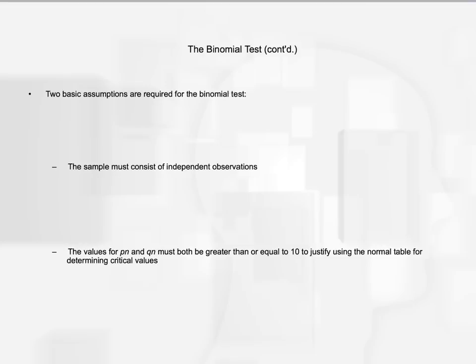There are two assumptions that underlie this test. We have independent observations. If you were asking the survey to one person, you would make sure that that person's information is independent of the second person that you asked. That one person isn't influencing another person in your study. And secondly, we have to have frequencies greater than 10 to justify using the normal table for determining critical values. We have to have a reasonably large sample size. Your book goes over these assumptions.